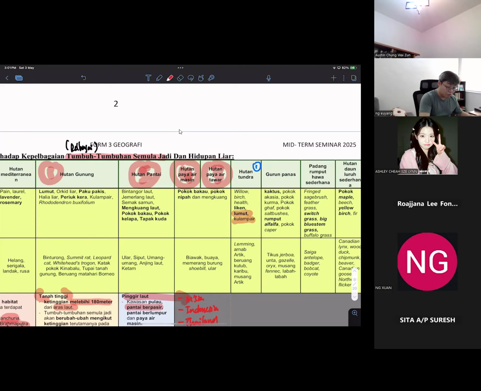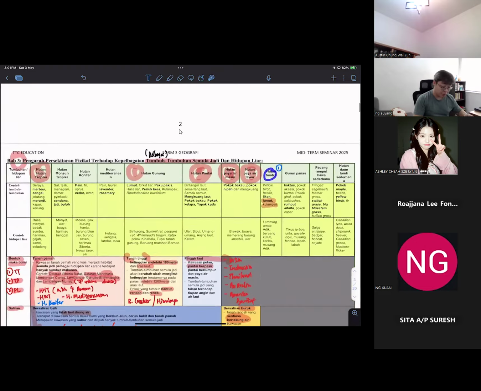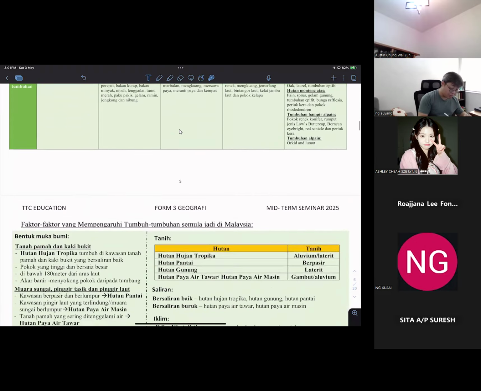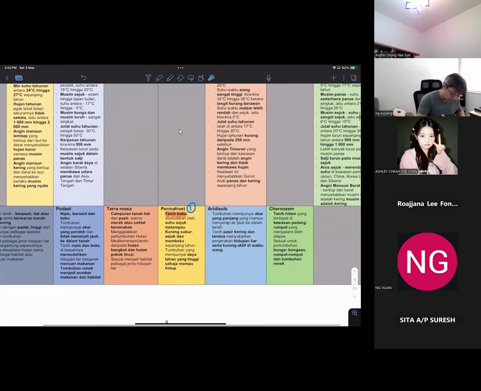So memorize, lumut and kulampak is the basic moss, able to survive in the tanah yang sangat beku, suhu yang sangat rendah. Okay, so this hutan tundra is for the tanah permafrost. You guys know that hutan tundra is under which iklim, right? So hutan tundra, iklim tundra, your Form 2 syllabus. Okay, so permafrost yang melampau sejuk. So that's why beku, right? So highlight always beku.